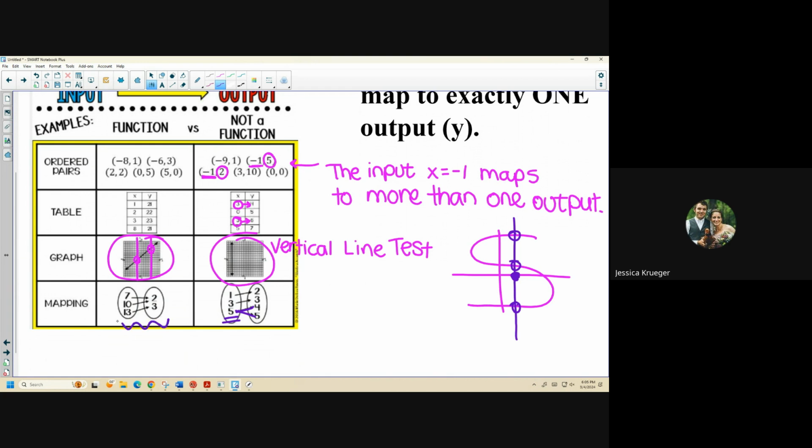That is not to be confused here. 7 has 1 output. It's 2. 10 has 1 output. It's 2. It's okay that they're both the same. As long as 7 maps to 1 output and 10 maps to 1 output, we're good. The fact that 5 maps to 2 different outputs is what makes this second example not a function.